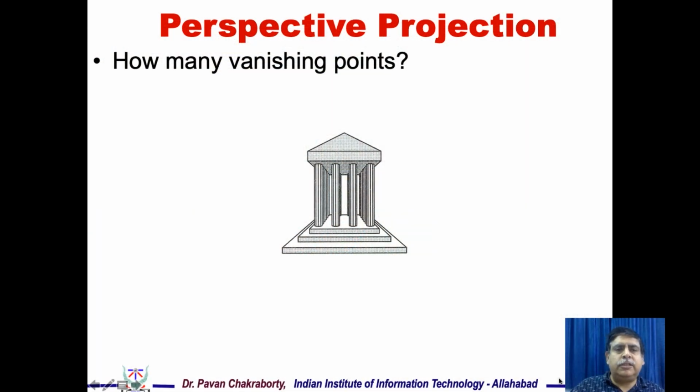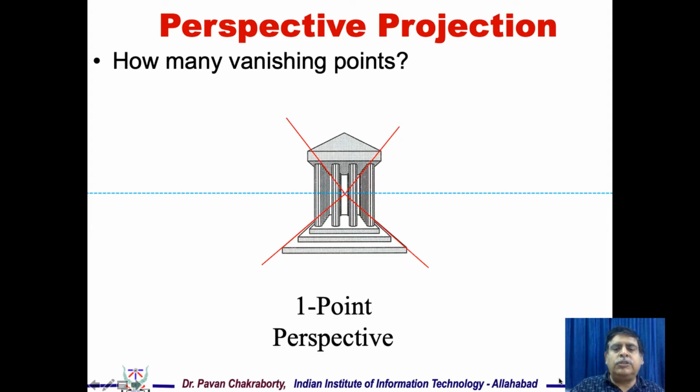How many vanishing points can a perspective projection have? In this building, if we connect the edges non-horizontal to us, we see that they all converge to a single point. So when we see a building face front, it normally shows a one-point perspective.